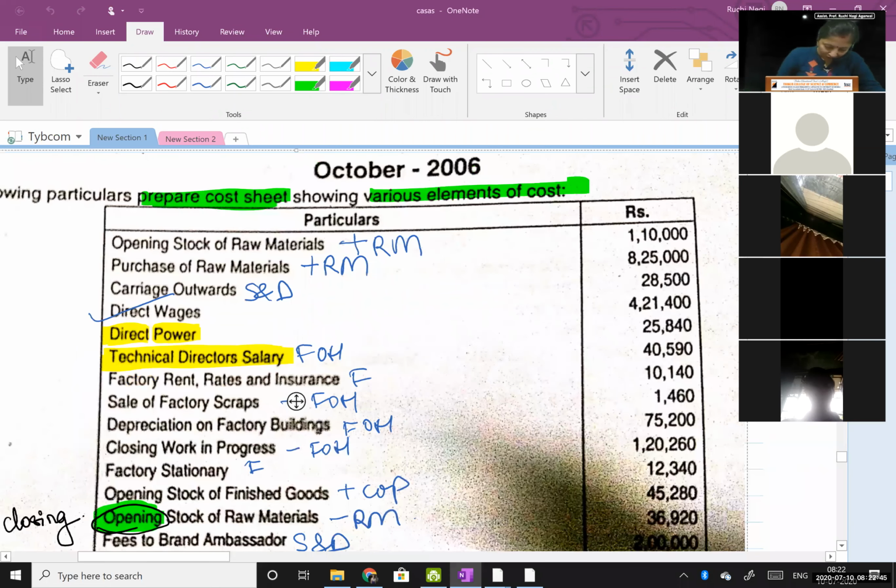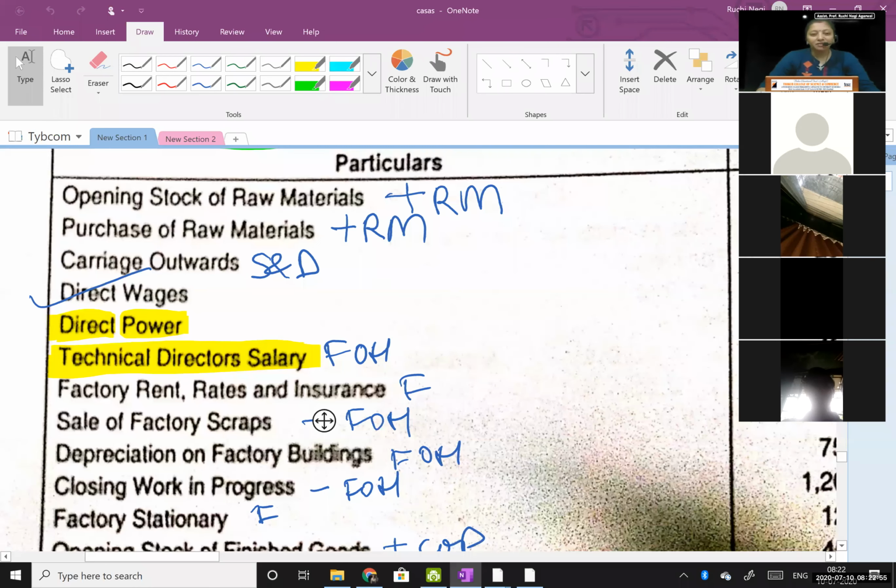Okay. So where was I? Yeah, I was at direct power. So power is actually an indirect cost. It should come under factory, but because the word direct is associated with power now, it will be treated as direct cost under direct expenses.